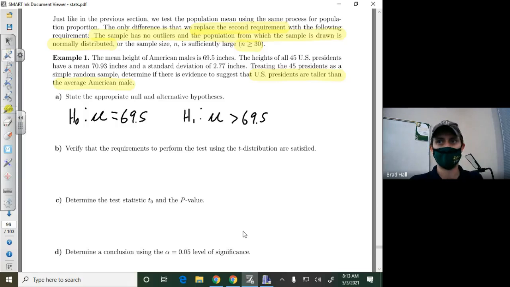How would you say it if you were going to make the alternative hypothesis not equal to 69.5? Do US presidents have a height different than the average American male? Normally, they will use the word different. And then, of course, shorter for the converse inequality.